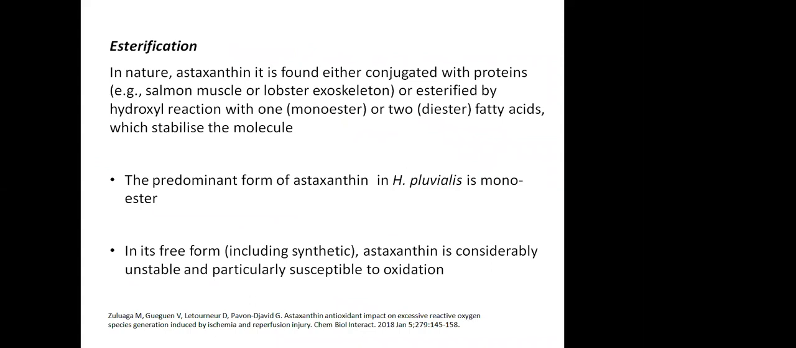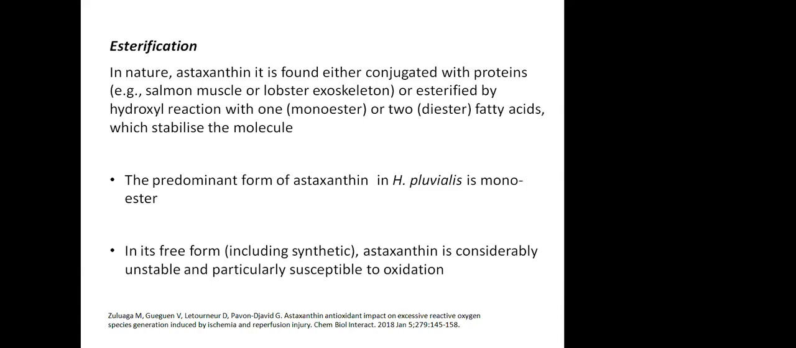Okay, so the next thing is esterification. So in nature, astaxanthin can either be found conjugated to proteins. So this is salmon muscle or lobster exoskeleton, or it can be esterified to fatty acid. So it can have a fatty acid at one end or both ends. The predominant form of astaxanthin in our little algae is as a monoester. And the benefit of having these fatty acids within the astaxanthin itself is that it acts to stabilize the astaxanthin molecule. Which is in contrast to synthetic astaxanthin, which is found in what is called the free form. I'll show you a little bit more detail in a moment.